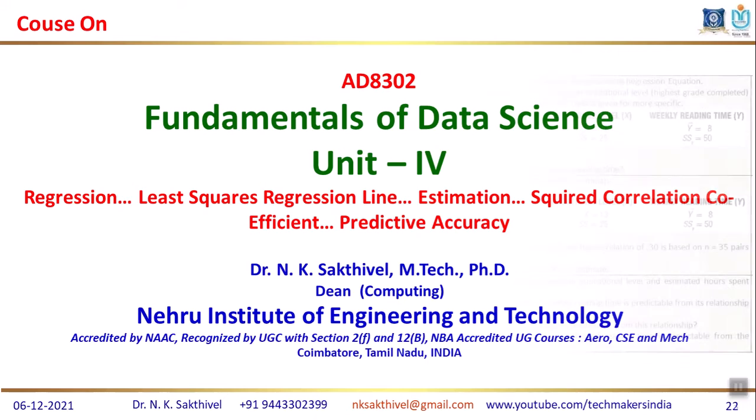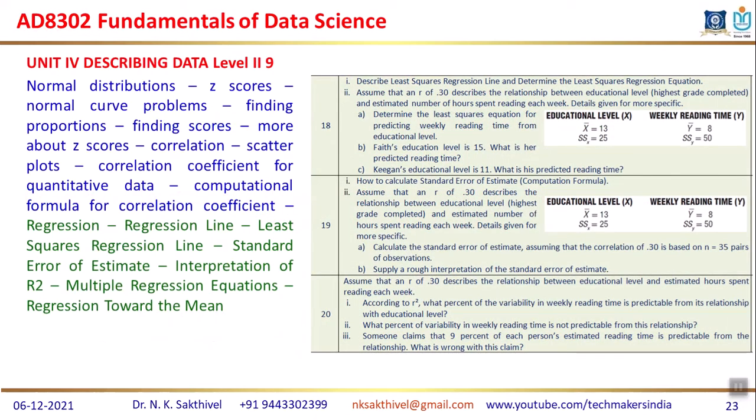So first I would like to speak about this fourth unit content, because in this unit I would like to focus on regression: the regression line, least squares regression line, standard error of estimate, and interpretation of R squared. R squared is the squared correlation coefficient, and multiple regression equation. Multiple regression is for getting the highest accuracy. That means towards a polynomial equation, you know very well. And that is a regression towards the mean, also for minimizing error.